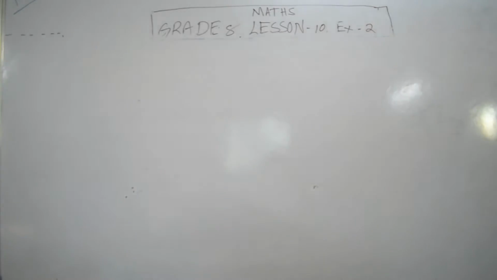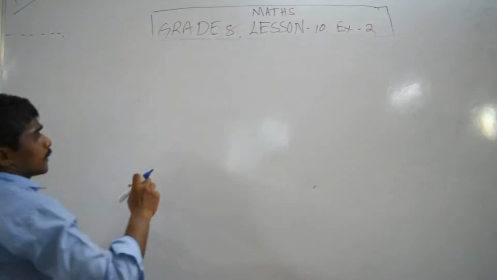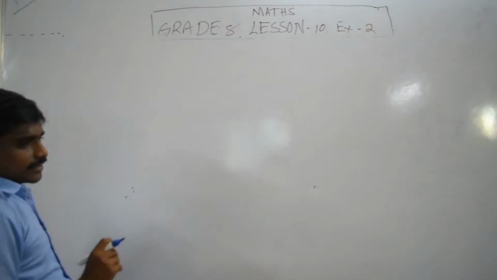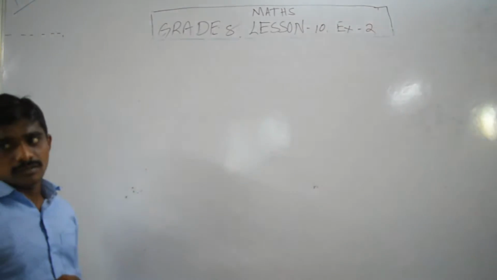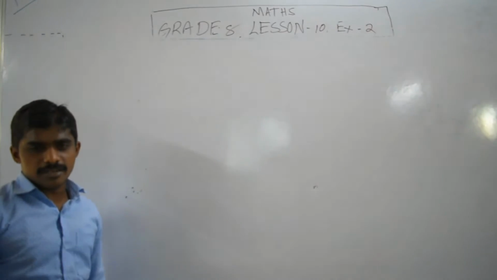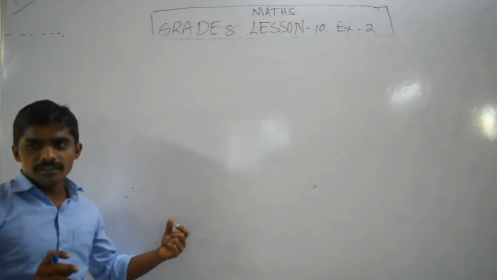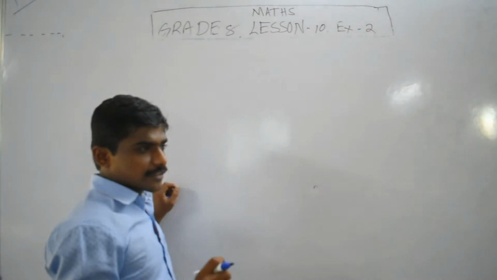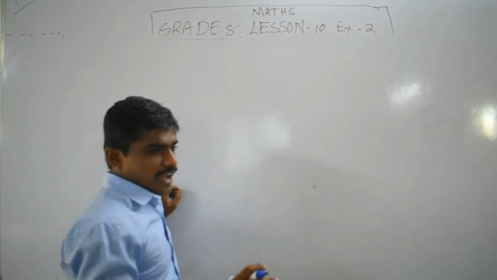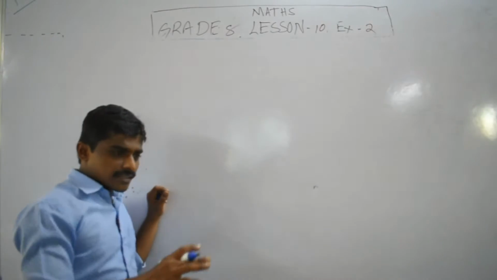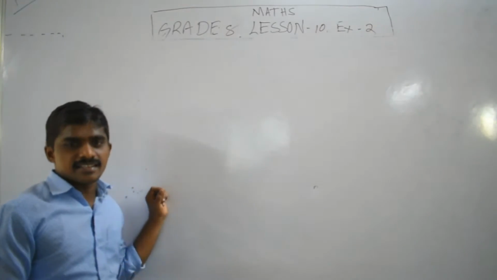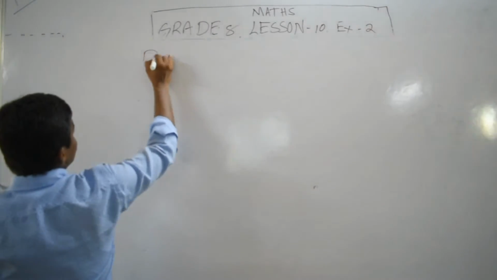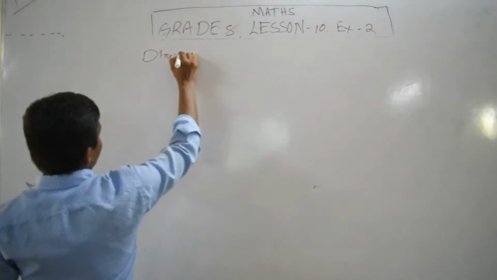Good morning students. In the previous class, what is direct proportion? Direct proportion means two quantities, x quantities and y quantities, are increasing or at the same time decreasing. That is direct proportion.